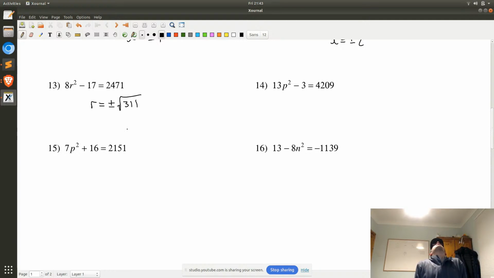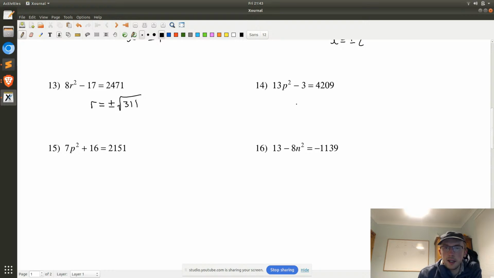Now, is 311 a prime? 3 does not go into it, nor does 5, nor does 7, nor 11, nor 13, nor 17, nor 19. And that's as far as you need to go. So it's that.